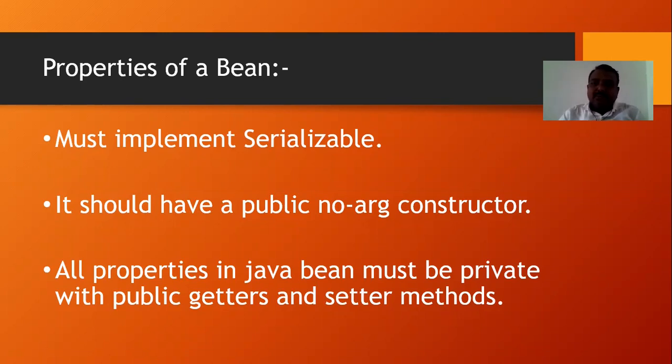And all the properties which we are going to define within the Java bean must be under the access specifier called private. And all the methods which are there within the bean should be under the public access specifier. And the methods which we write within a bean are called getter methods and setter methods.